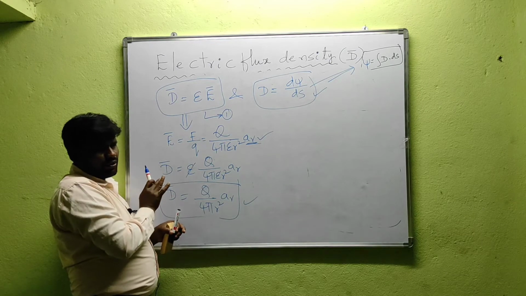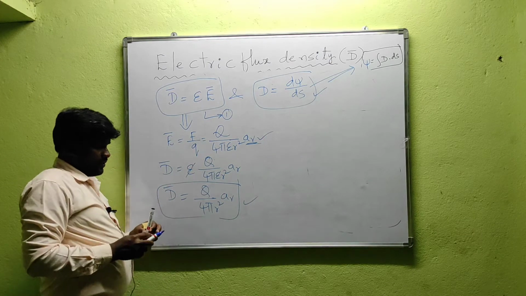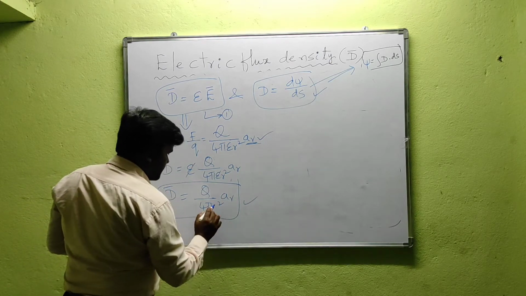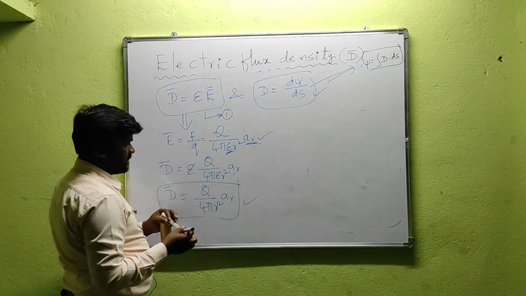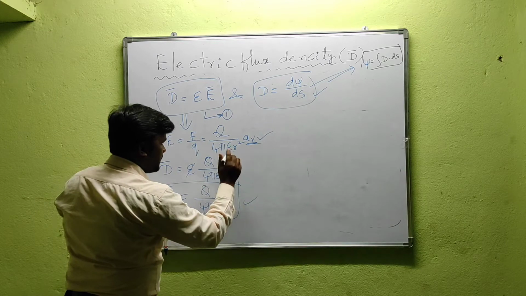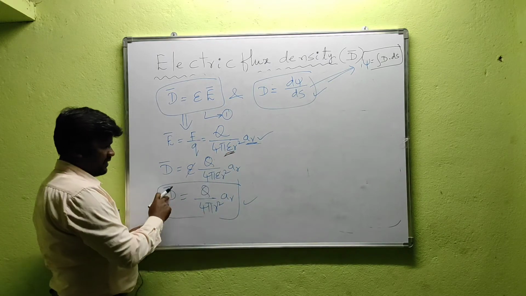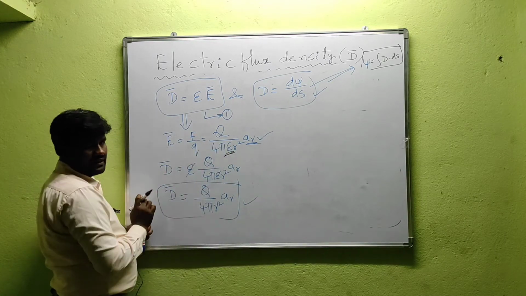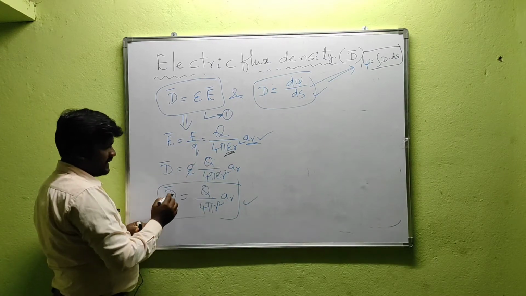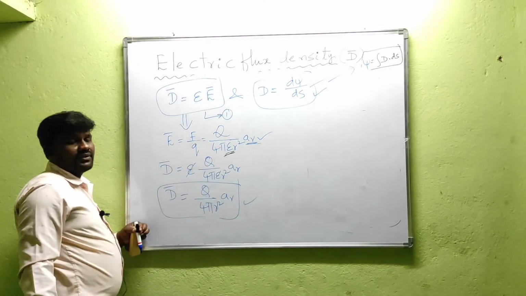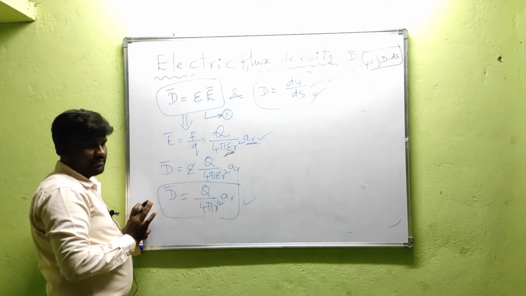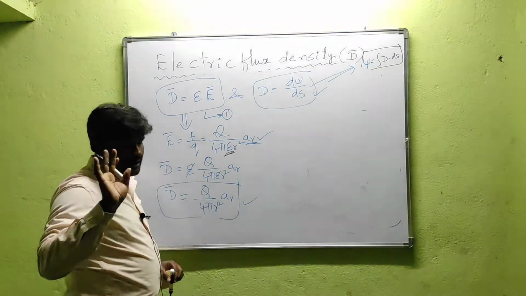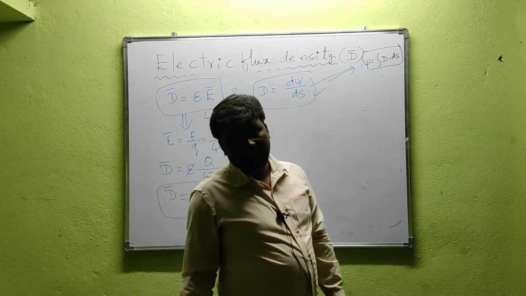D and E are both in the same direction, but we can observe one difference. What is that difference? Here we have epsilon, meaning E depends upon the permittivity of the medium, whereas D doesn't depend on this epsilon. That means D is independent of the permittivity of the medium. E depends upon the type of the medium, whereas D is independent of the type of the medium. Clear?